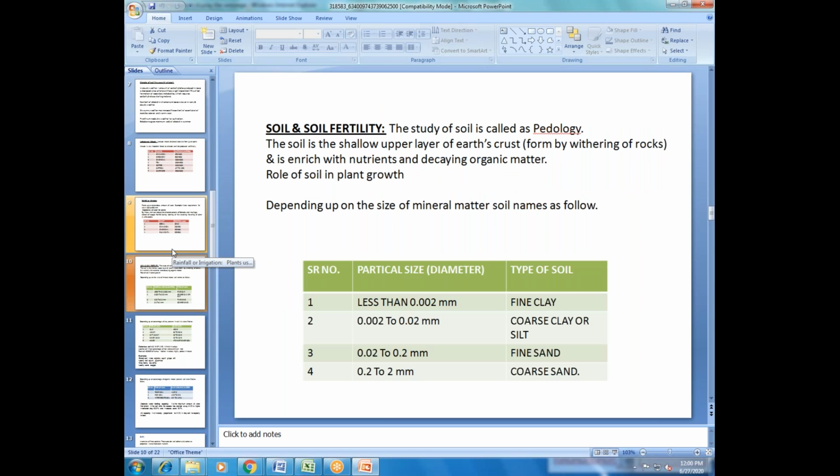Coming to the soil and soil fertility, I want you to copy this table. Copy this.